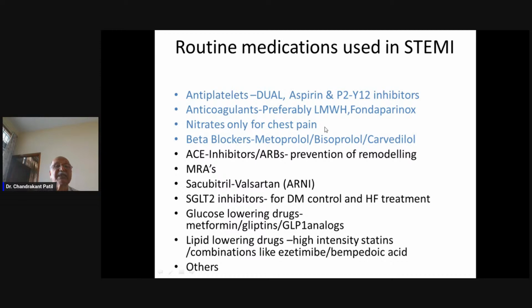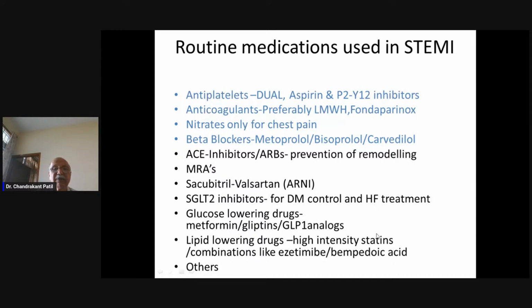Nitrates only if there's pain. Beta blockers, of course, any of them, metoprolol, bisoprolol, carvedilol can be used. ACE inhibitors are also a must, especially in diabetics and MI patients. MRAs, if there's LV dysfunction, that is mineralocorticoid receptor antagonists like eplerenone. Sacubitril valsartan can be used in LV dysfunction. SGLT2 inhibitors for diabetes control as well as heart failure management. And glucose lowering drugs, especially gliptins, are also helpful.